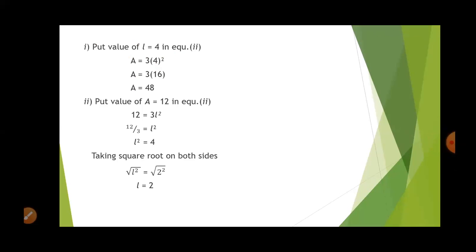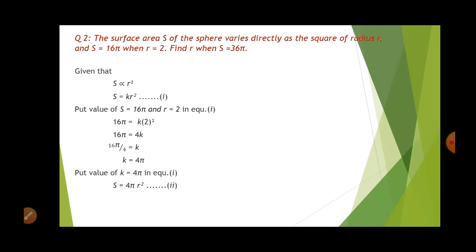To remove the square of L, we will take square root on both sides. In result, the value of L will be equal to 2. Now proceeding to question number 2. The surface area S of the sphere varies directly as the square of radius r, and S is equal to 16 pi when r is equal to 2. Find r when S is equal to 36 pi.